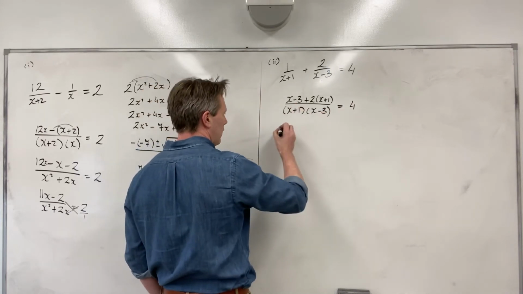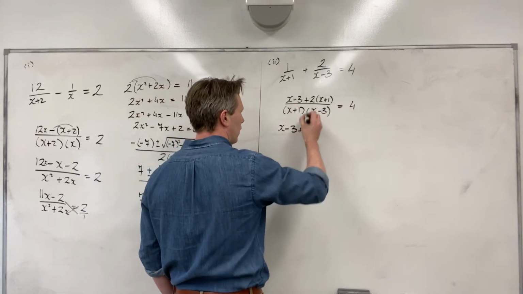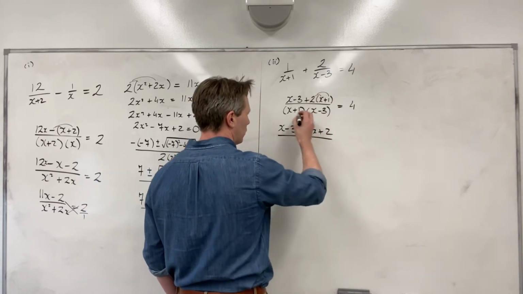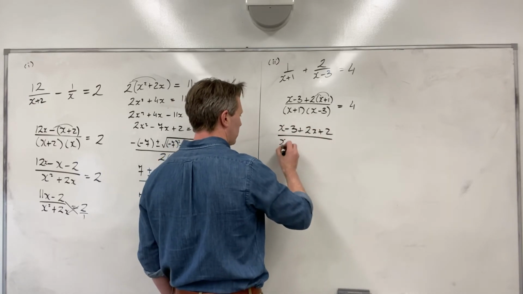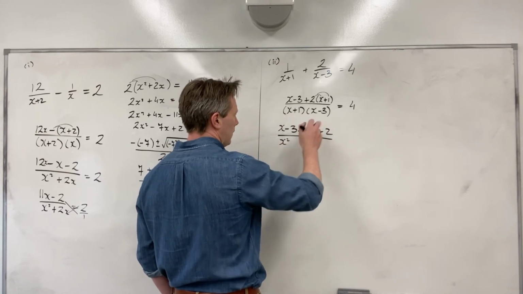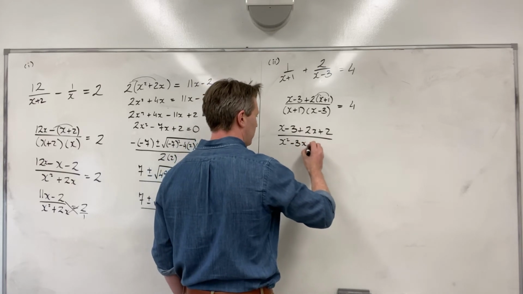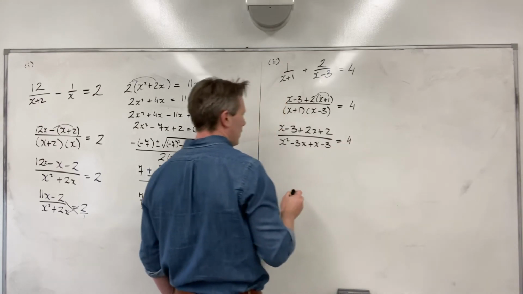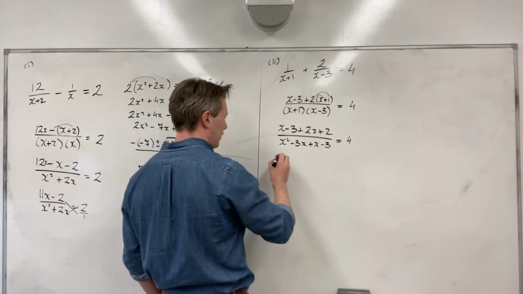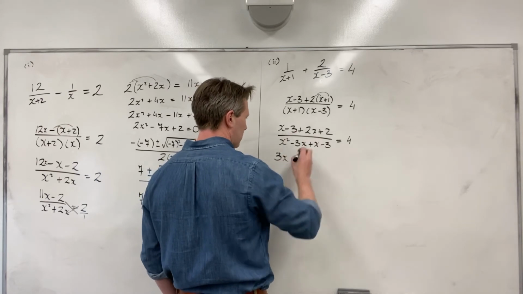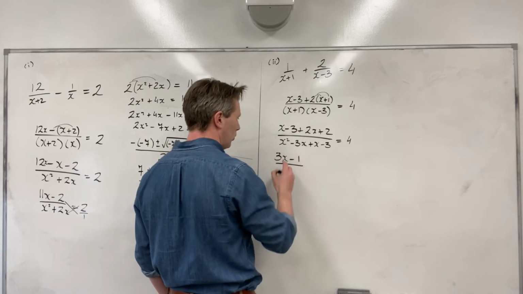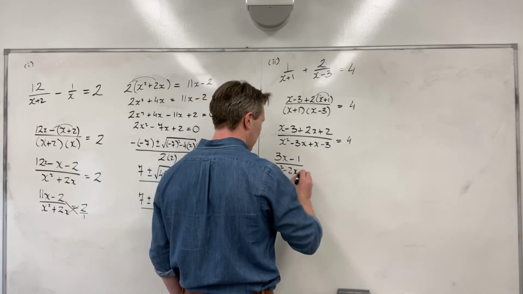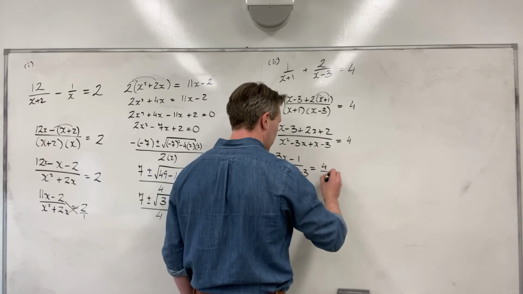I'll distribute out. I have x minus 3 plus 2x plus 2 all over, if I FOIL this out, I get x squared, minus 3x plus x minus 3. And that's equal to 4. Gathering my like terms, I have x plus 2x, that's 3x. Minus 3 plus 2 is minus 1, all over x squared minus 3x plus x is minus 2x, minus 3, and that's equal to 4.